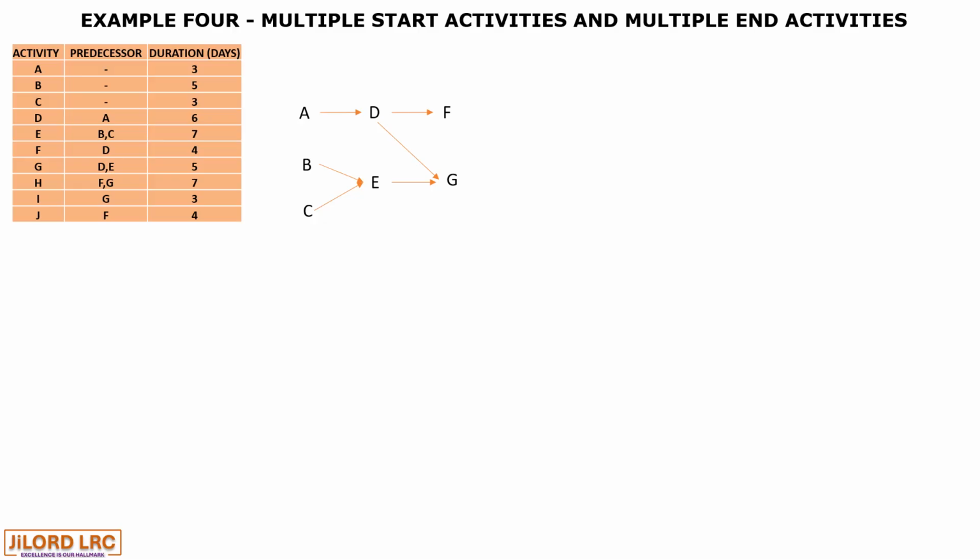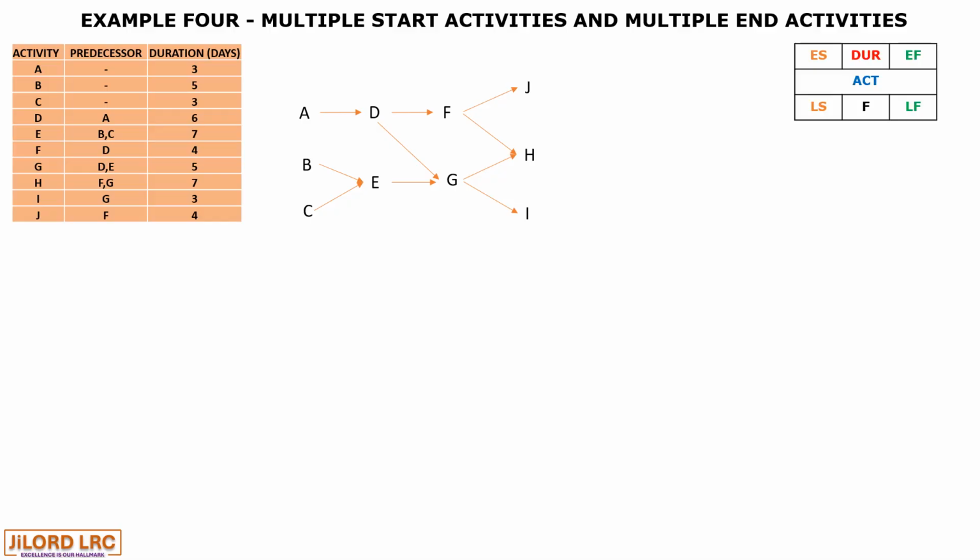Now, F and G precede activity H. So we have a relationship there, and we have activity I preceded by G and activity J preceded by F. So this is how our diagram will look, and with our precedence diagramming method notation, we shall proceed and draw our network diagram following the sketch we have drawn here.